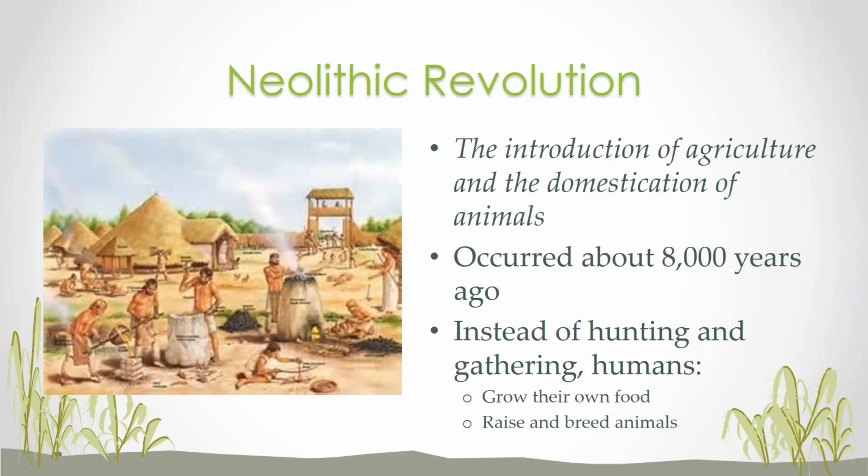The Neolithic Revolution was the introduction of agriculture and the domestication of animals. This means that people went from hunting and gathering to ranching and farming. We think that this occurred about 8,000 years ago. Instead of hunting and gathering, humans began to grow their own food and raise and breed their animals.